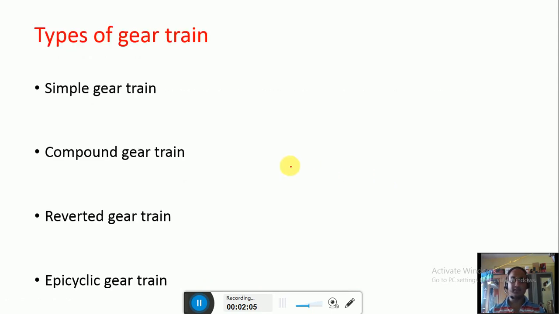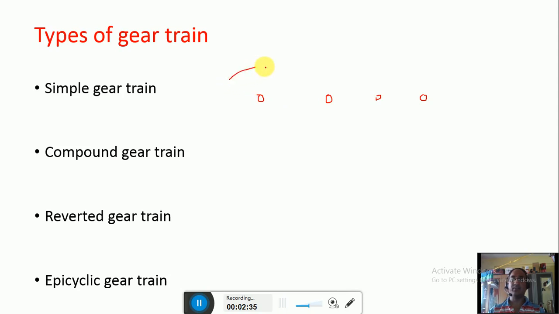There are different types of gear train: simple gear train, compound gear train, reverted gear train, and epicyclic gear train. Very simply, in a simple gear train each gear is mounted on a different shaft. Let us consider that there are four different shafts: one shaft, second shaft, third and fourth.